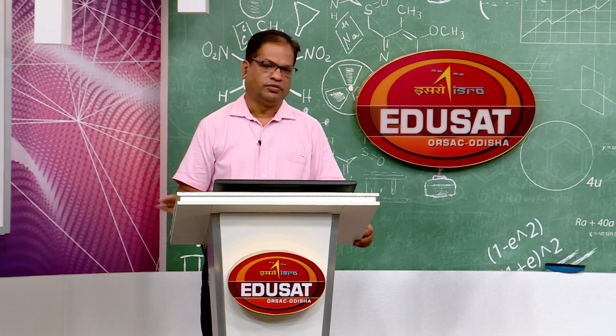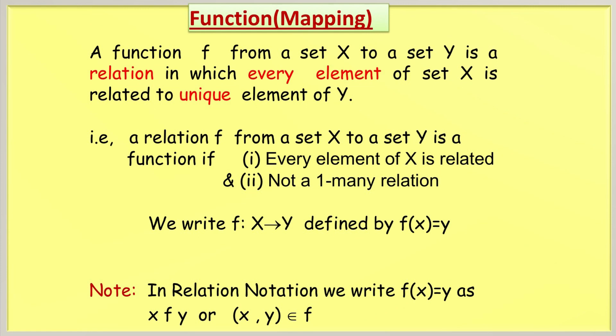So, what is a function? Function is nothing but a relation from X to Y in which every element of set X is related to a unique element of Y. That means, function is nothing but a relation with two conditions, that is every element of X is related and the function should not be a one-many relation.